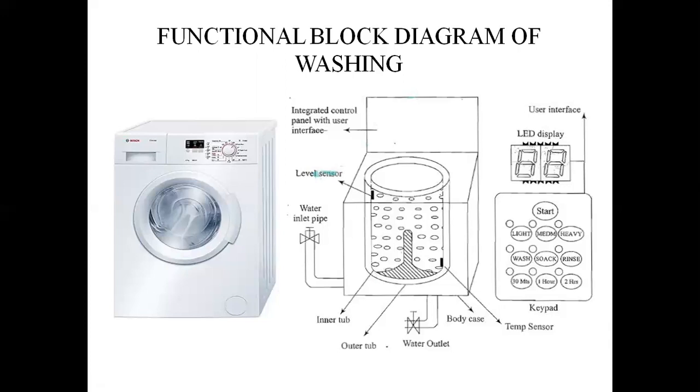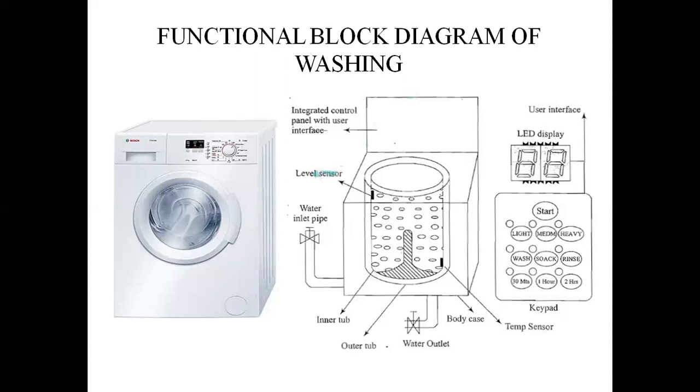So the input interfaces include the keyboard, which consists of a wash type. Here it is. So wash, spin, rinse, cloth selector, light wash, medium wash or heavy wash. We are going to select using this input interface. Whatever input we give here, it is going to perform the operation accordingly. So the output interfaces consist of LED, LCD display, status indication, etc.